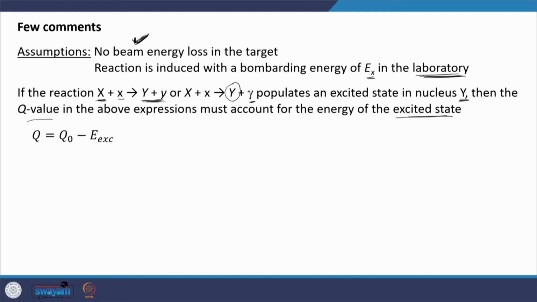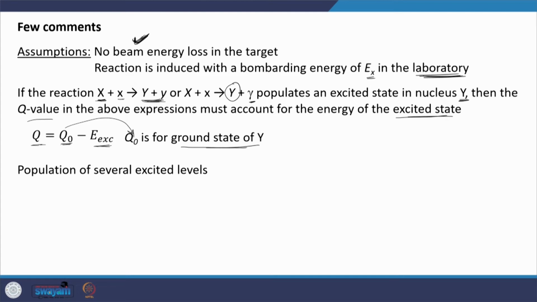Okay. How to take that into account? Very simple. The Q value is nothing but the Q value corresponding to the ground state of the product nucleus minus the excitation energy, very simple. Okay. So, this Q naught is nothing but the Q value corresponding to the ground state of the product nucleus.